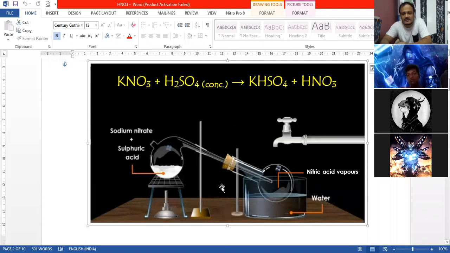And the temperature should be mentioned properly. The temperature is less than 200 degrees Celsius, just exactly like how we used to write it for HCl, that is hydrogen chloride. Okay, yeah, somebody raised your hand. Any doubt? Yeah, Kashish, you raised your hand.